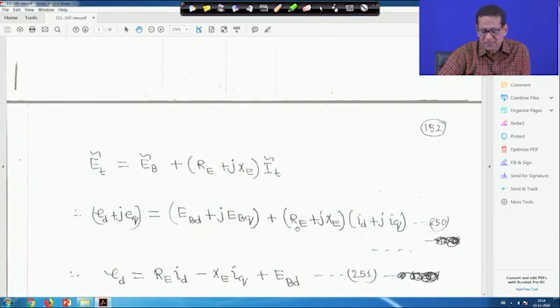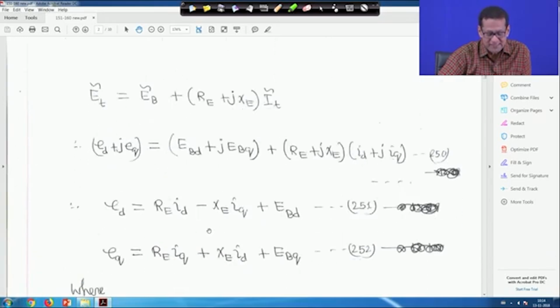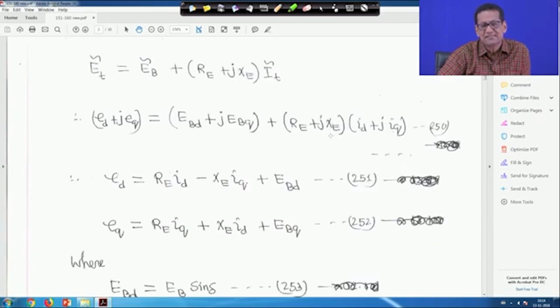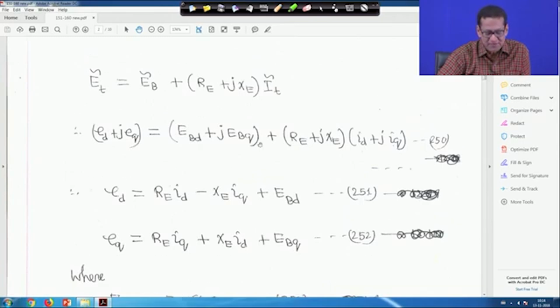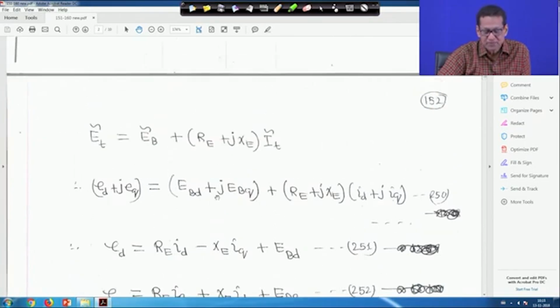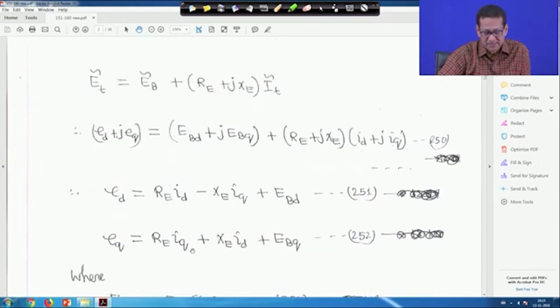Now if you multiply, simplify and separate real and imaginary parts, you will get ED is equal to REID minus XEIQ plus EBD, this is 251, and EQ is equal to REIQ plus XEID plus EBQ. This is equation 252. That means you put all these things, multiply and then separate real and imaginary parts, and you will get this equation. Thank you very much. We will be back again.